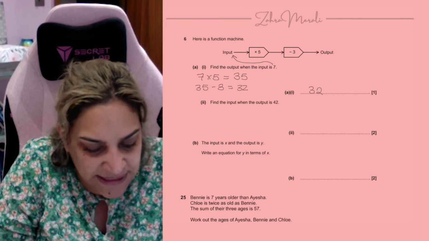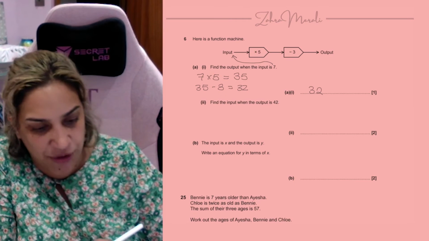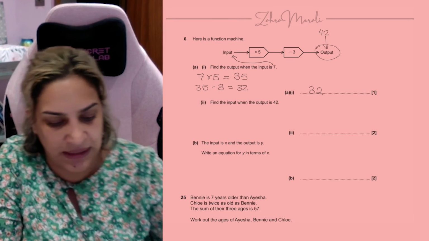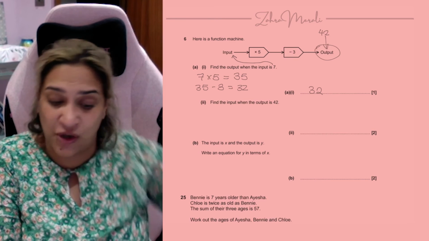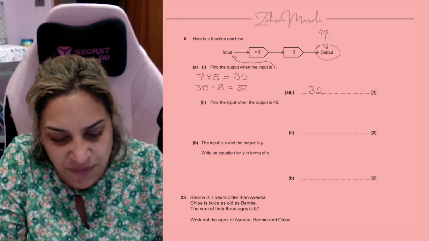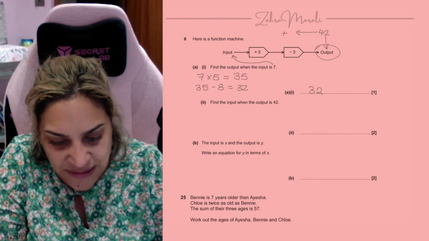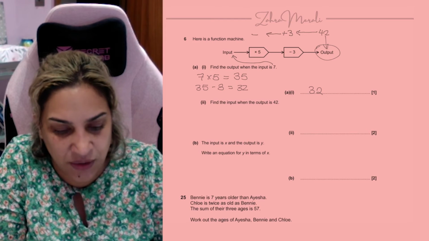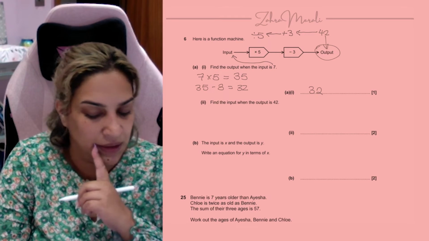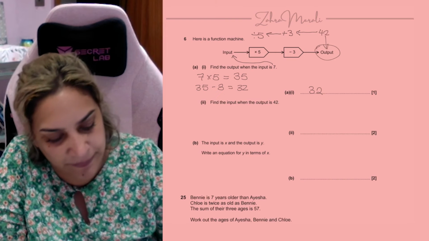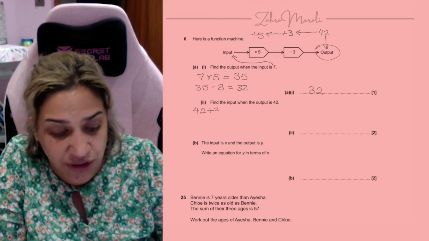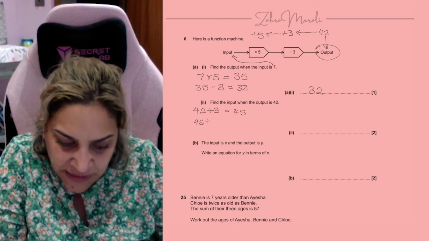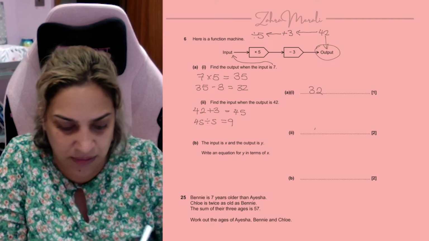Then it says find the input when the output is 42. So now we're saying we're putting 42 in here. So what we want to do is go backwards. So instead of minusing 3, we have to add 3. And instead of timesing by 5, we have to divide by 5. So 42, add 3 is going to give you 45. And then if you divide by 5, you're going to get 9.